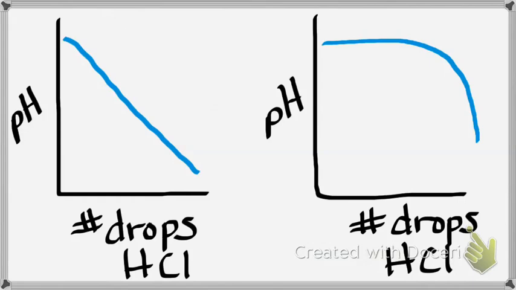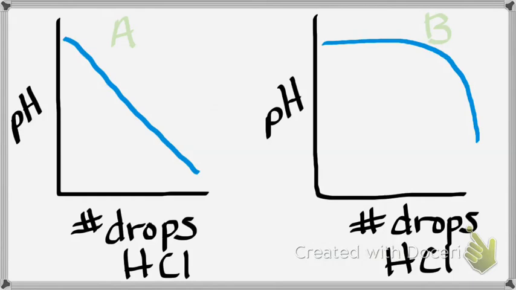So everybody take a look at my two graphs right here. We can just call this graph A for fun. We can call this graph B just for fun. Which graph would you think would be a buffer? A? B? Make up your mind. It's B. Yeah, how come? Because it's resisting. That's very good.